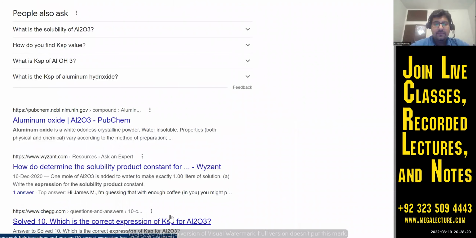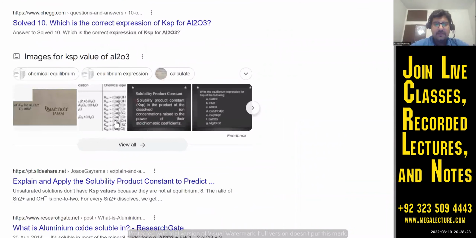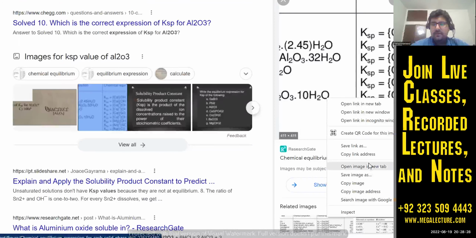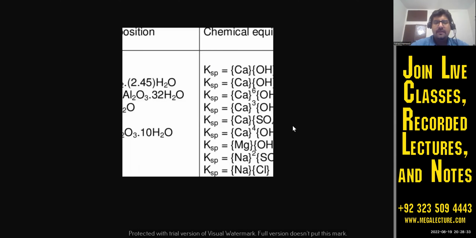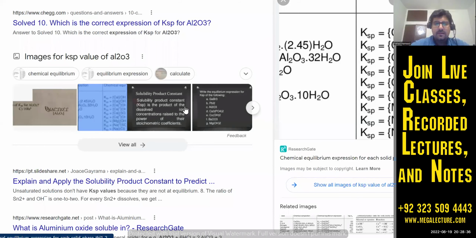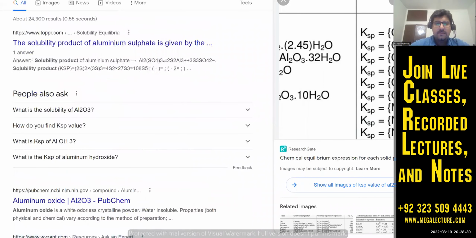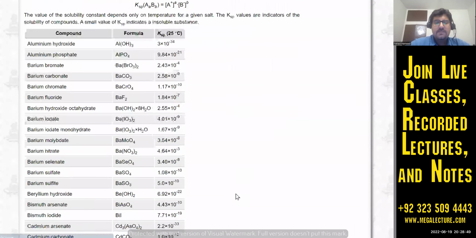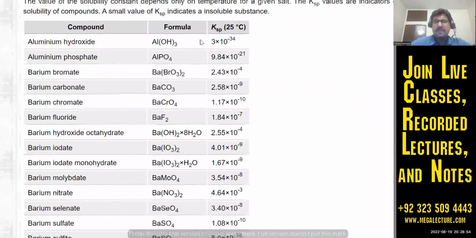Here it is, given like this. Yes, I've got different Ksp values. Okay, you'll study this in A2. Anyway, you'll notice a trend. The smaller the value, the less soluble it is, right? So these are your Ksp values. Just remember the idea that the smaller the value, the less soluble.